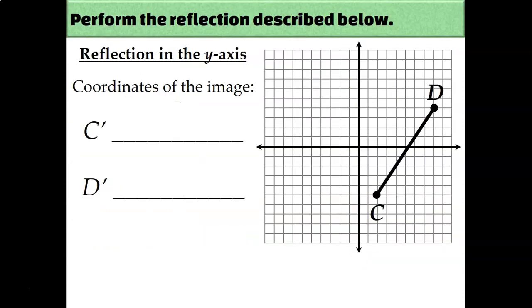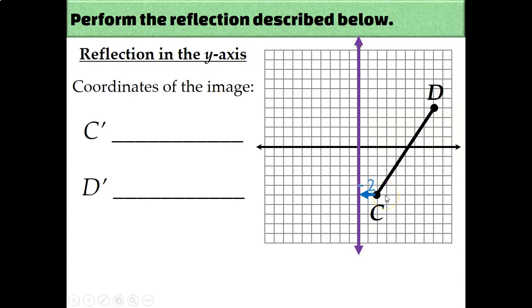The first thing you should do every time you're asked to perform a reflection is highlight what your line of reflection is supposed to be. In this case, we're going to reflect in the y-axis, which is the vertical axis. So I'm going to go ahead and highlight that in purple. To get from the pre-image to the image, I need to count from each pre-image point to the line of reflection, and then count that far away again on the other side of the line of reflection.